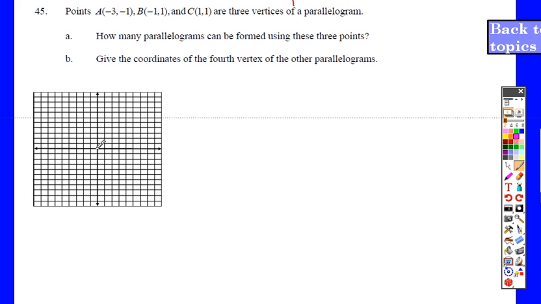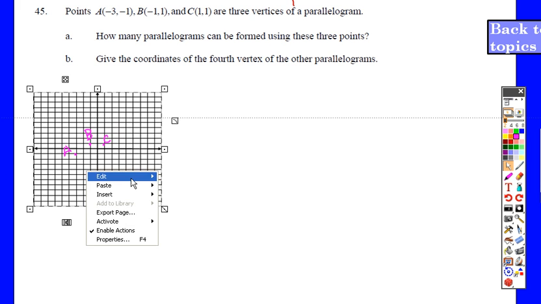But I'm going to graph the points. -3, -1, that's A. I'm going to graph B, -1, +1, that's B, and C is 1, 1. Okay, and then I'm just going to give myself 3 of these graphs so that I can show you where to put the other point.